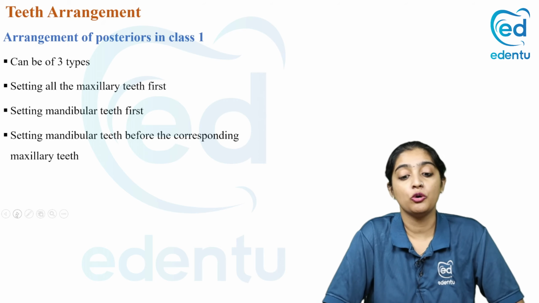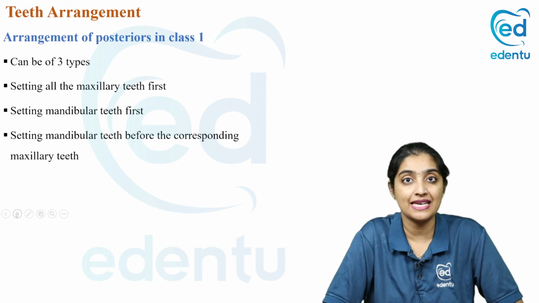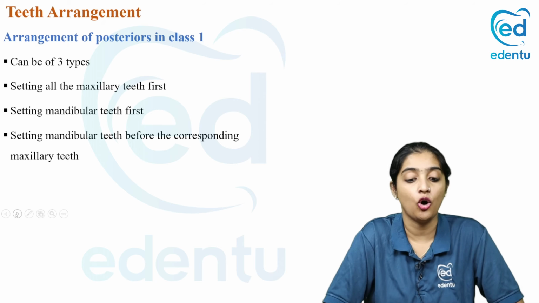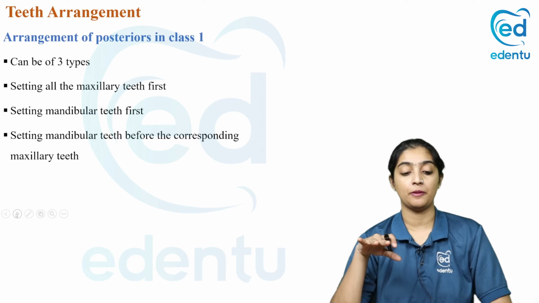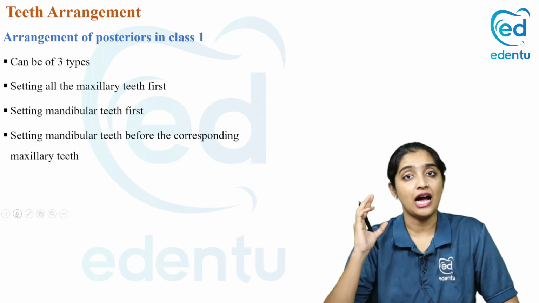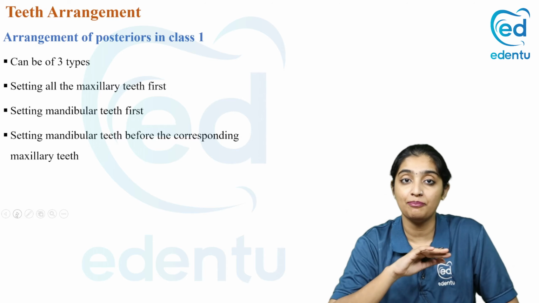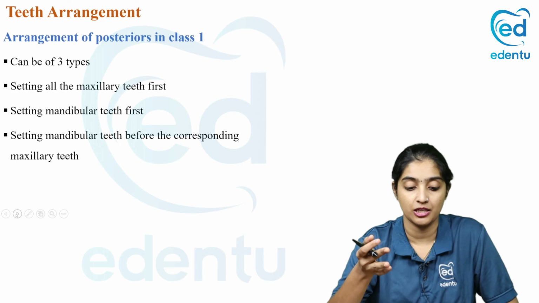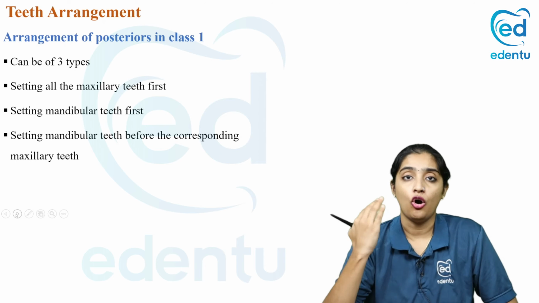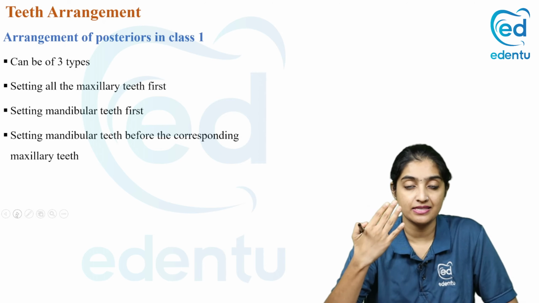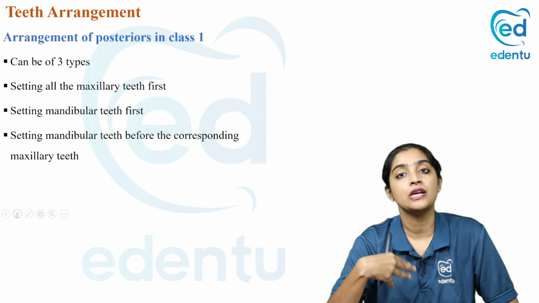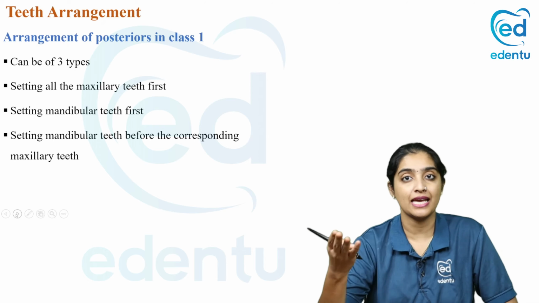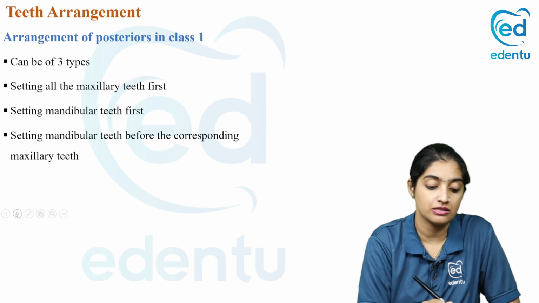Arrangement of posteriors in class 1 can be done in 3 ways. Setting all the maxillary teeth first, then you go to the mandibular. Next way is, after setting the anteriors, you first set the mandibular posteriors and then go for the maxillary posteriors. Or you can also do it simultaneously by setting the maxillary first premolar, then the lower first premolar, maxillary second premolar, simultaneously till the second premolar.